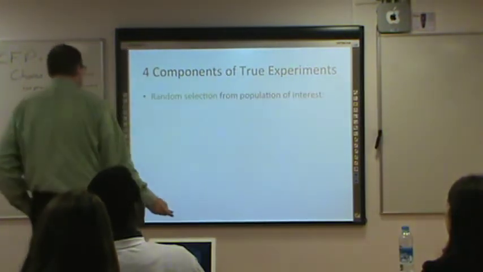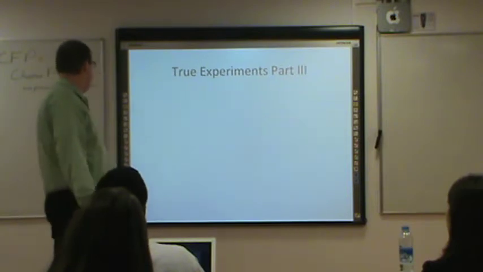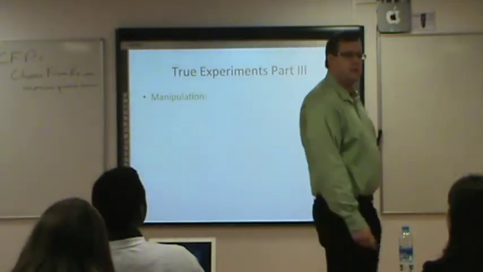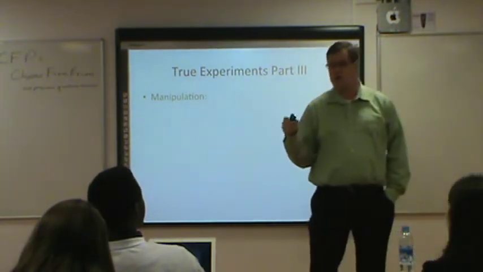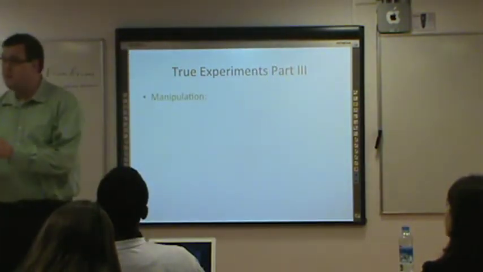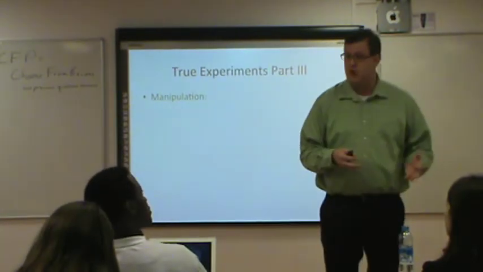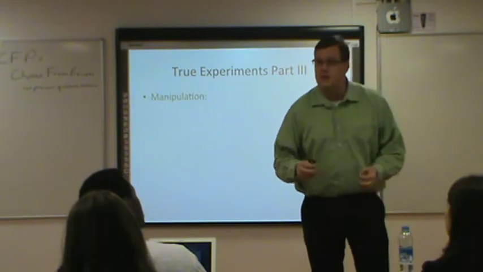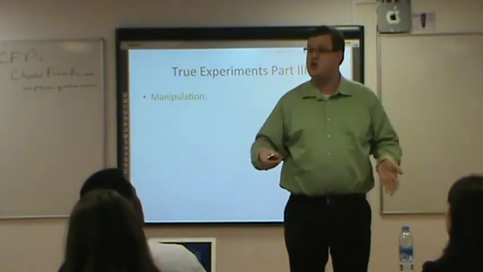All right, so we've got random selection, random assignment, control, and then finally, manipulation. What's the deal with manipulation? We're changing something. So in that drug study that I mentioned, we're going to give one of the groups of people the drug, and we're not going to give the other groups of people the drug. Does that make sense? We're manipulating something. This is something that we have control over, in the sense that we can change it.